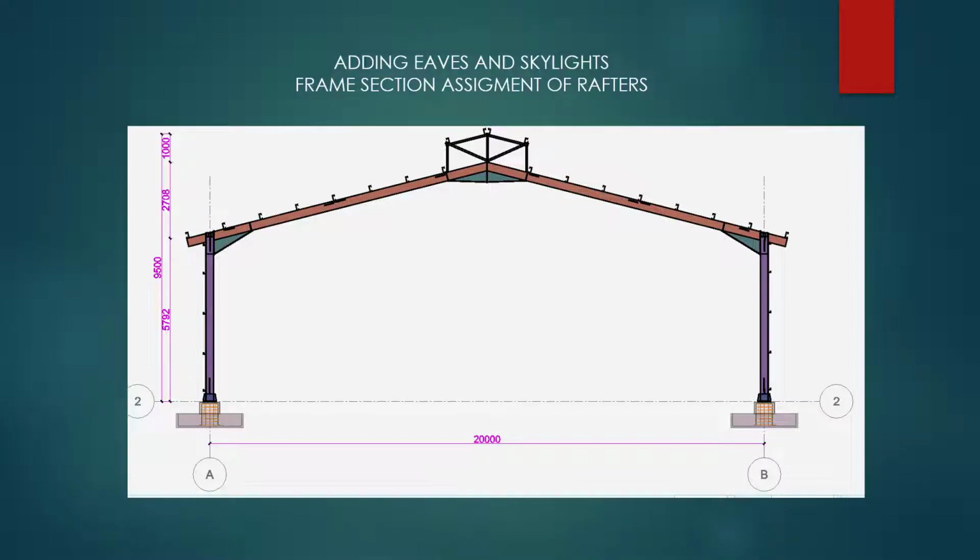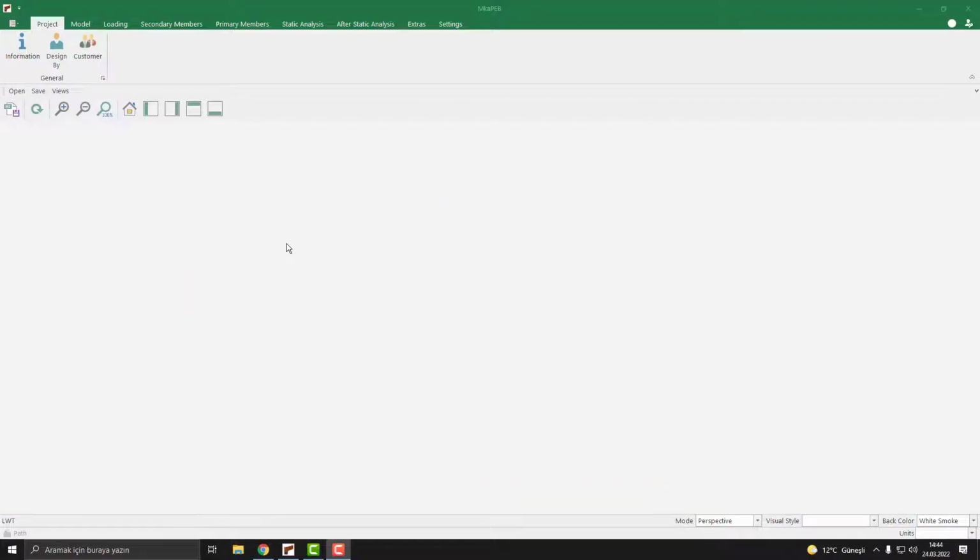Hello, in this lesson we are going to learn adding eaves and skylights frame section assignments of rafters. Let's get started. Let's create a new model. File, New Project.